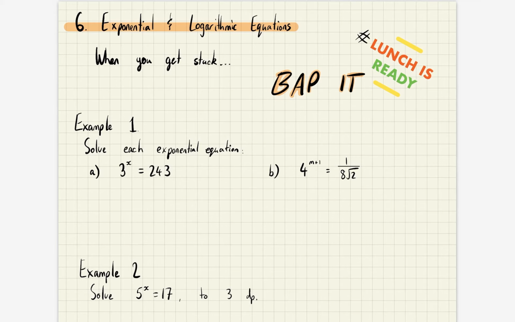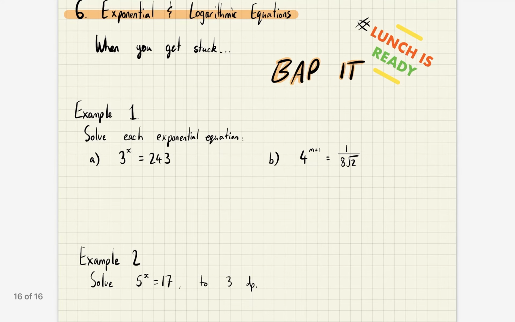Generally speaking, when you're solving any exponential and logarithmic equations, remember exponential is anything with a power and logarithmic is anything with a log in it. Whenever you're solving either of those equations, when you get stuck, you need to BAP it. Hashtag lunch is ready.